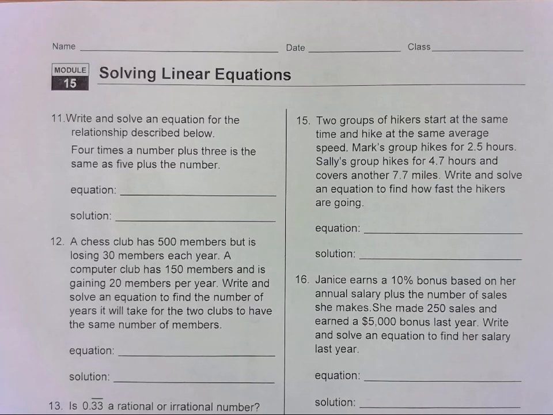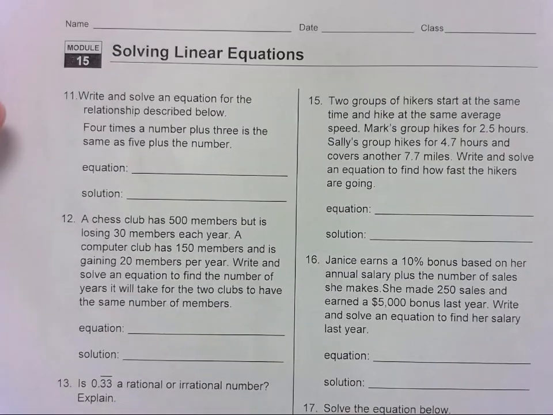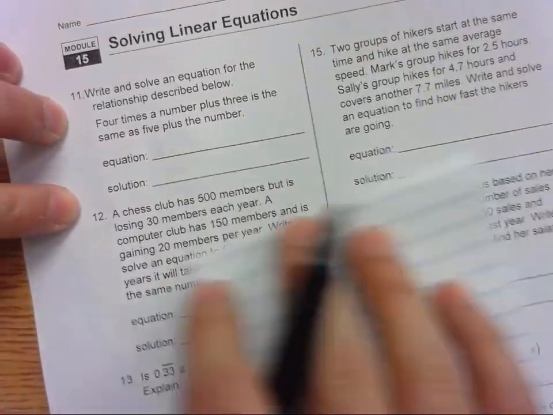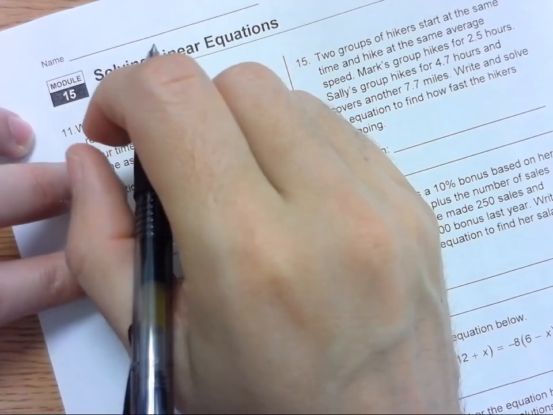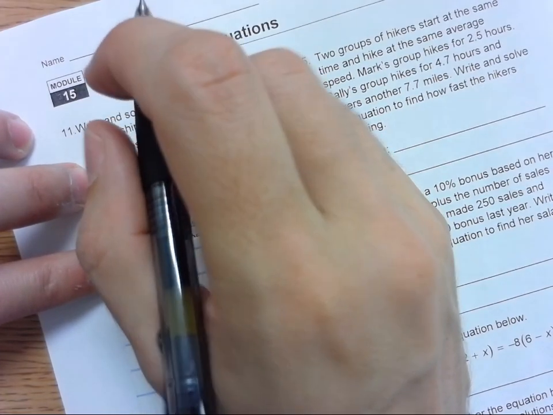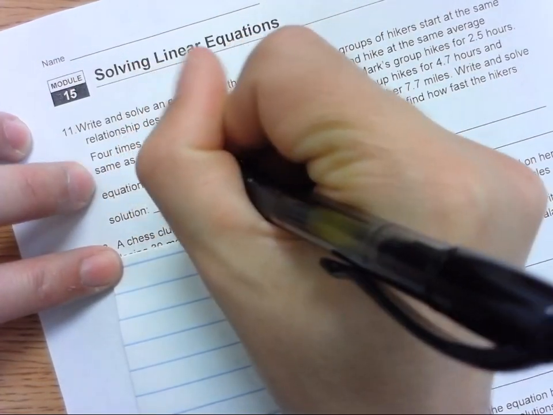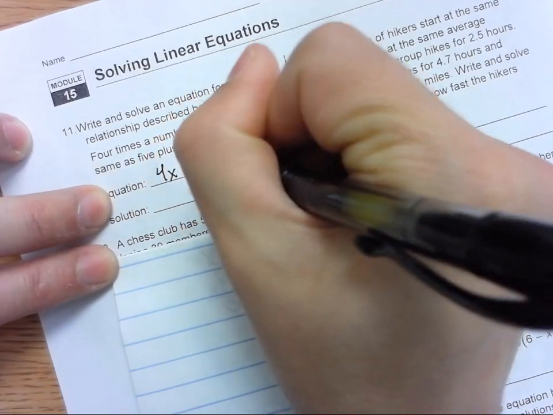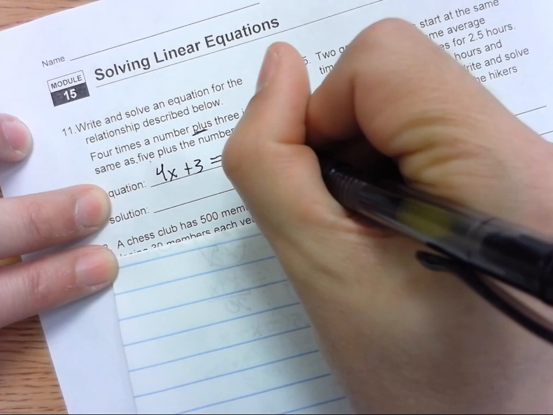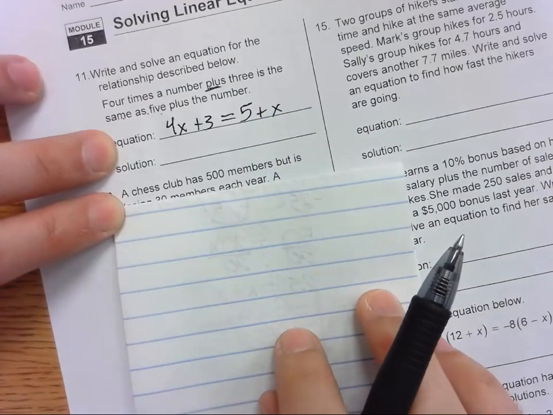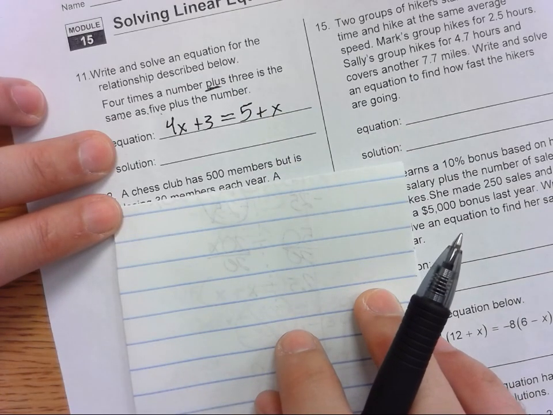Number 11, write and solve an equation for the relationship described below. So we have 4 times a number plus 3. So 4 times a number is 4x plus 3 is the same as 5 plus the number, equals 5 plus the number. So now we solve.